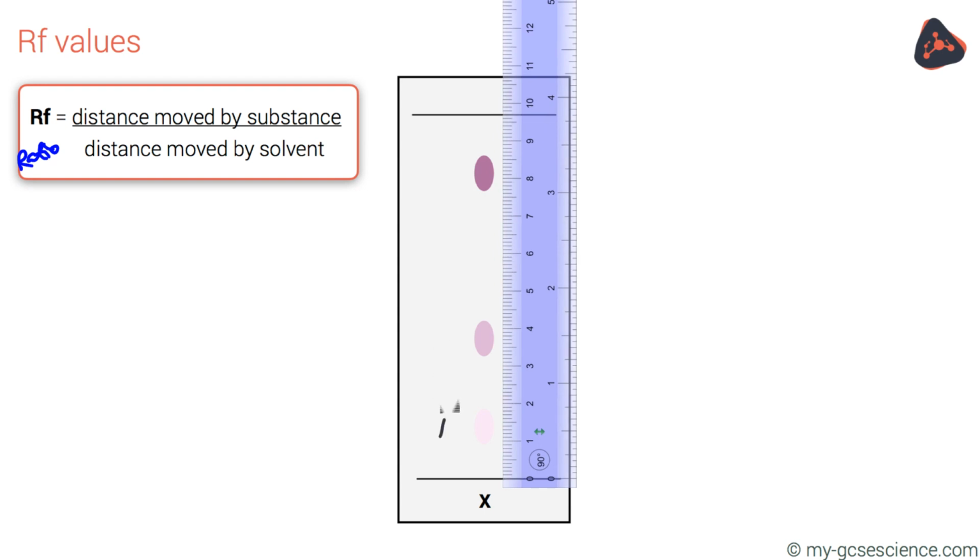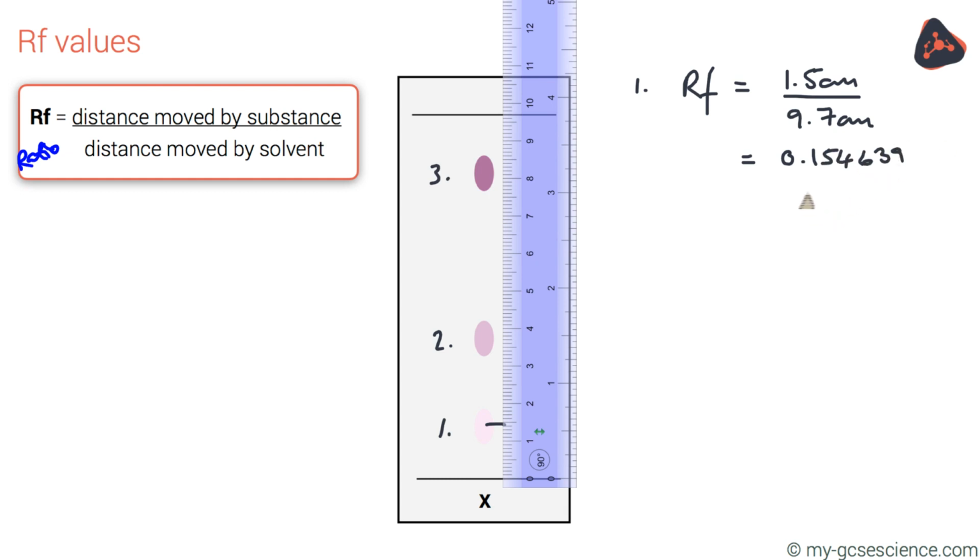So for this particular result, we can calculate 3 RF values, and let's number them so we know what we're doing. So for number 1, we want the distance moved by the substance. If we look at the ruler, let's focus on the centre of the substance each time. So in this case, I'm going to say it's about 1.5. The distance moved by the solvent is 9.7, and the calculator gives us an RF value of 0.154639, etc.